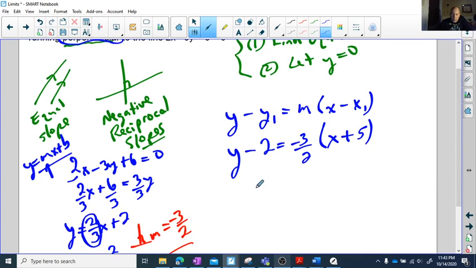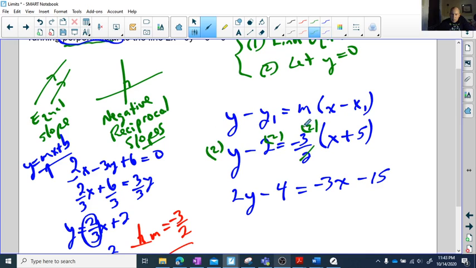So this line has the equation y minus, actually I'm going to get rid of those fractions again, so I'm going to go 2y take away 4 is negative 3x minus 15. So I didn't show it, but this is what I did. I multiplied everything by 2 to get rid of that fraction.